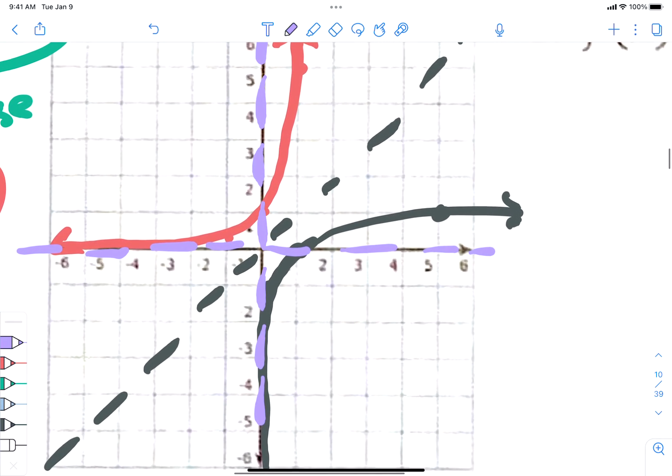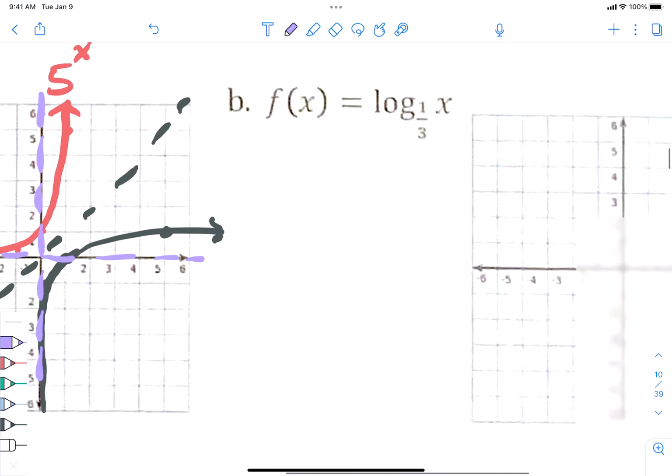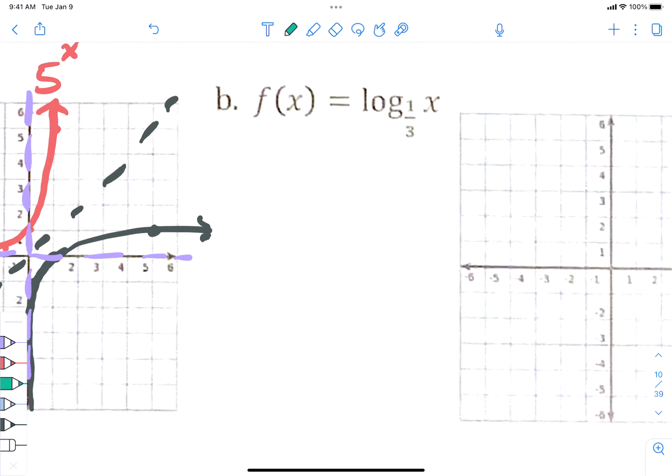The log function is going to look kind of like that. But they are flipped across that dotted line, right? Okay? Same thing over here. What's the opposite or the inverse of log base 1/3 of x? What's the inverse? You're right. 1/3 to the x power.